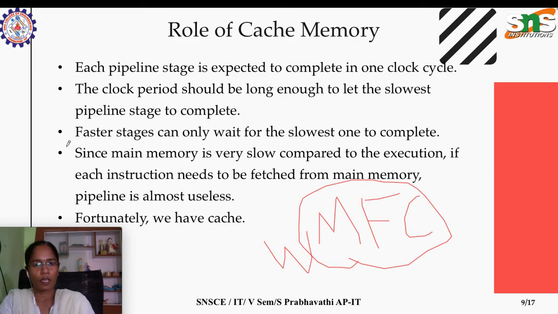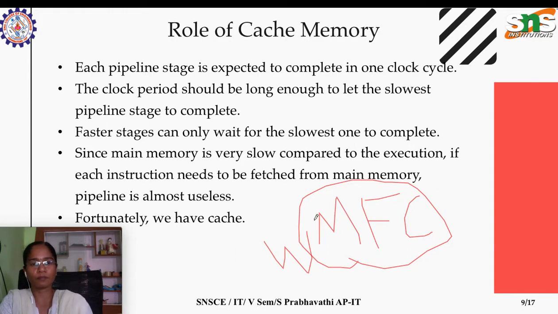See here for the third point: faster stages can only wait for the slowest one to complete. Yes, of course, we have seen in the laundry process, the dryer and the washer have a 10-minute difference, and the faster stage means the washer has to wait 10 more minutes for the dryer to complete, is it not? Similarly here, if any of the stages takes more time, the fastest operating stages have to wait till the slowest one gets completed.